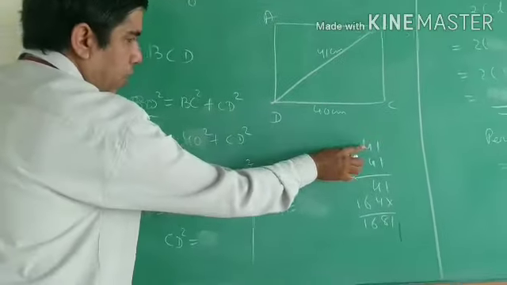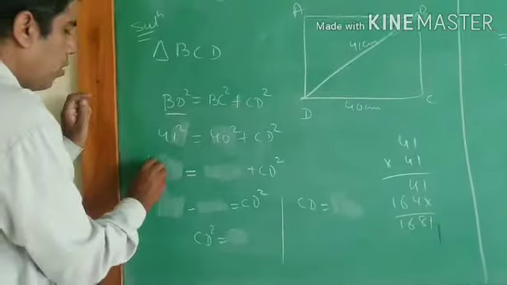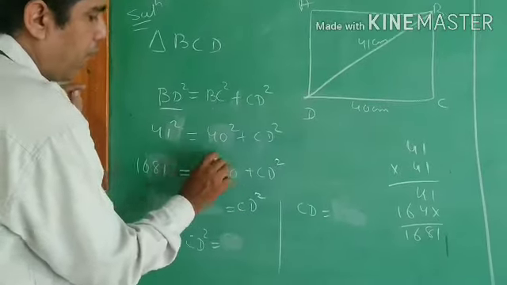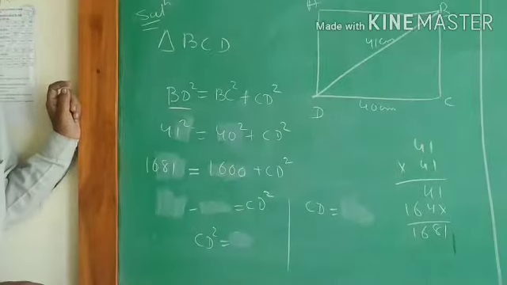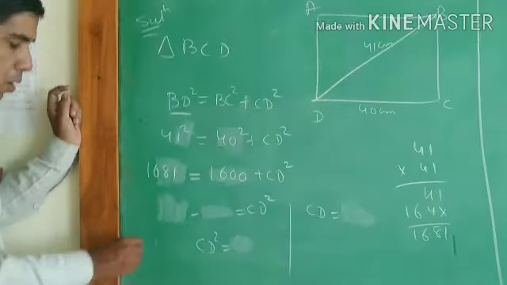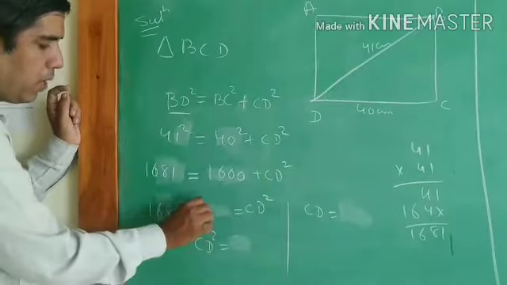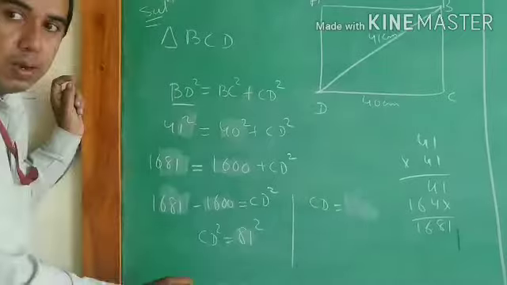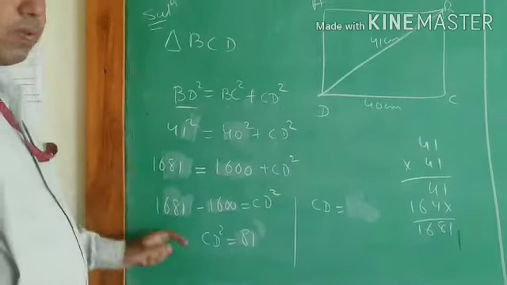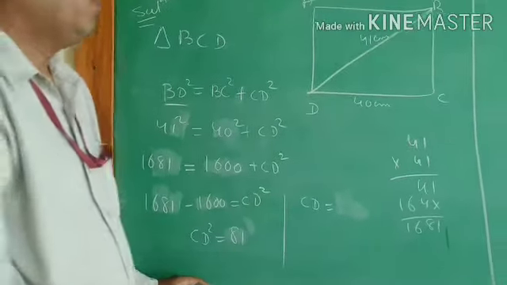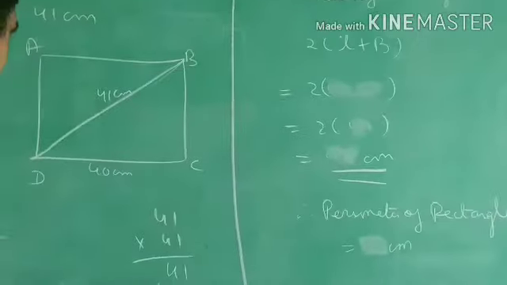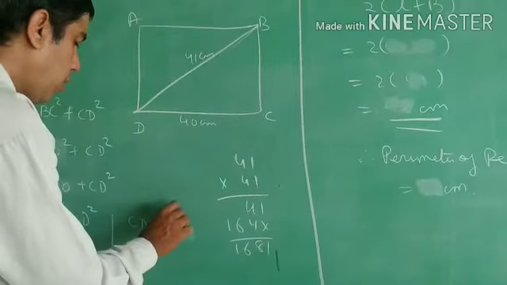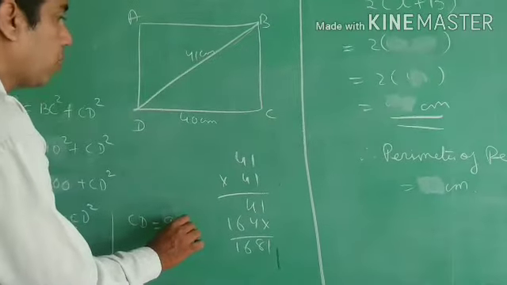Now what is the answer of this? 41 square is 1681, and here it is 1600, because 4 fours are 16, and 1600 is the answer. Now you can see 1681 minus 1600, the answer comes 81. So CD square is equal to 81. CD is equal to 9 centimeters.